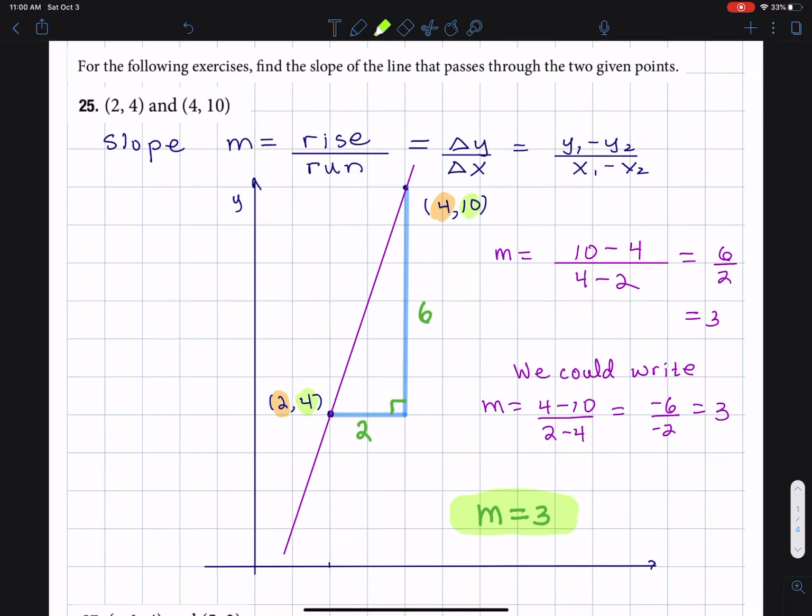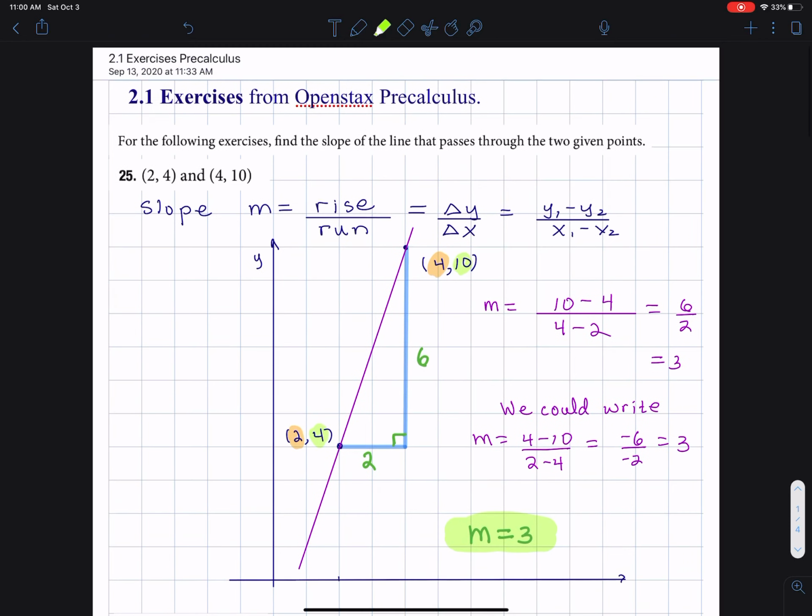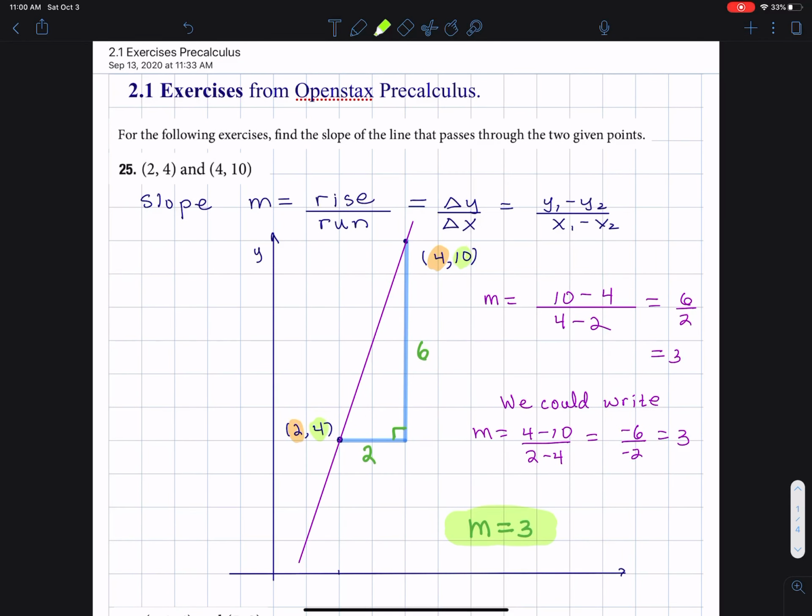Okay, so let's see what that problem is. This is from section 2.1, OpenStax Precalculus. It's problem number 25.